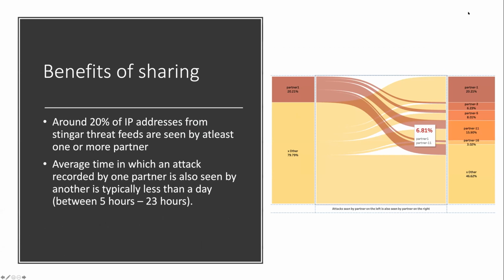On the right, you are seeing a visualization that shows the attacks that were seen by multiple partners and who saw it first. On the left, you see the partner that saw an attack first. In this case, partner 1 saw almost 20% of the attacks first. And on the right, the same attacks are also seen by the partners that are mentioned, that the Sankey is coming onto the right. So if you look at the number above the bar, 6.81, this shows around 7% of attacks were shared between partner 1 and 11.